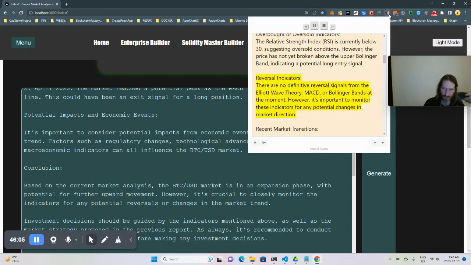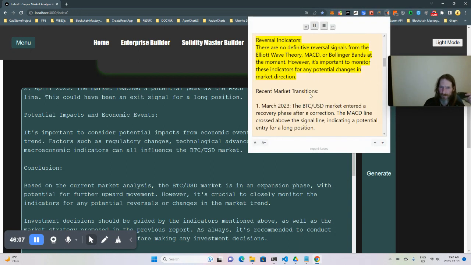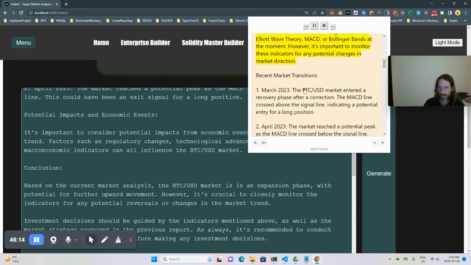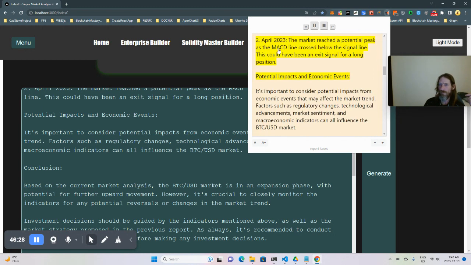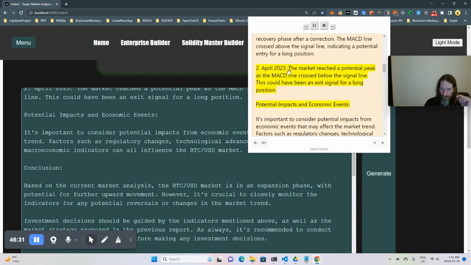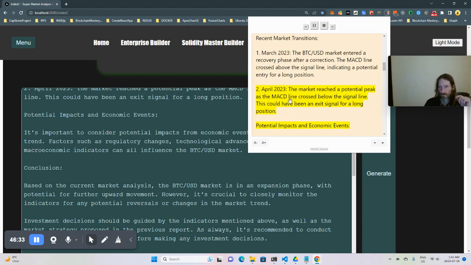Reversal indicators. There are no definitive reversal signals from the Elliott wave theory, MACD, or Bollinger Bands at the moment. However, it's important to monitor these indicators for any potential changes in market direction. Recent market transitions. 1 March 2023, the BTC/USD market entered a recovery phase after a correction. The MACD line crossed above the signal line, indicating a potential entry for a long position. 2 April 2023, the market reached a potential peak as the MACD line crossed below the signal line. This could have been an exit signal for a long position.